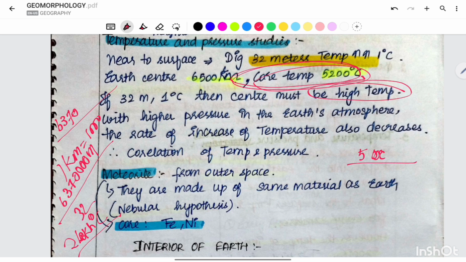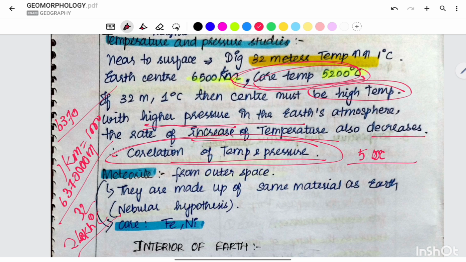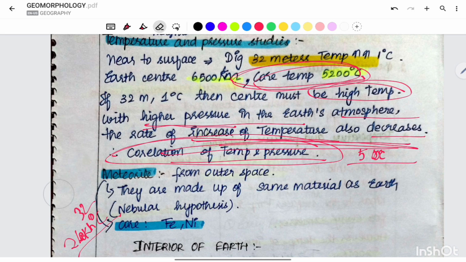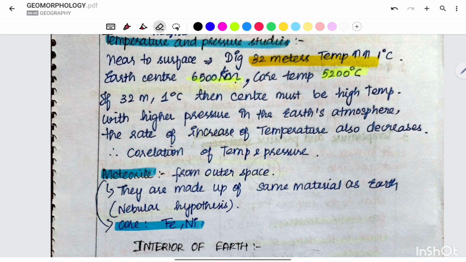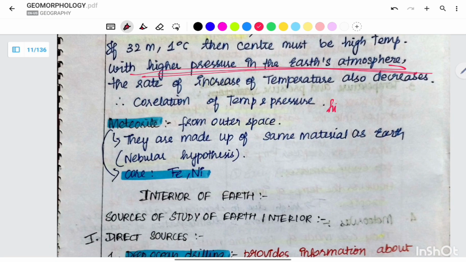Therefore, here pressure acts. The correlation between temperature and pressure: with higher pressure in the Earth's interior, the rate of increase is decreasing. It does not increase at 32 meters per degree Celsius. The rate of increase of the temperature is decreasing because of the high pressure in the Earth.